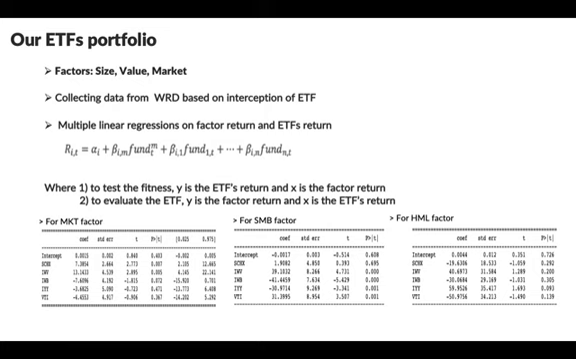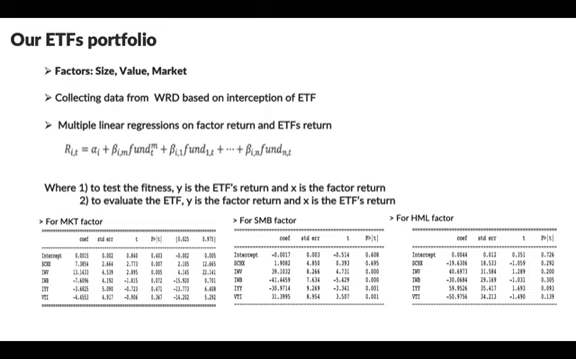After getting the organized dataset, we performed multiple linear regression to evaluate their performance in terms of their exposure to the factor. The regression allows us to obtain the beta, alpha, and also the tracking error for each ETF relative to the factor itself. We firstly use the factor return as X and ETF return as Y, and the general formula for the regression is shown on the slide.